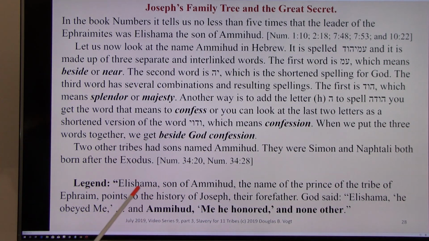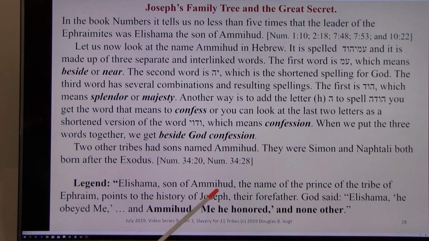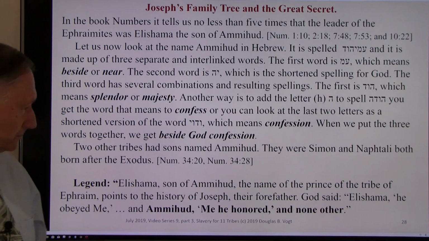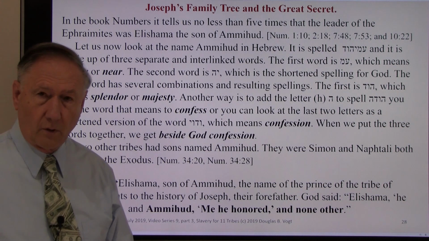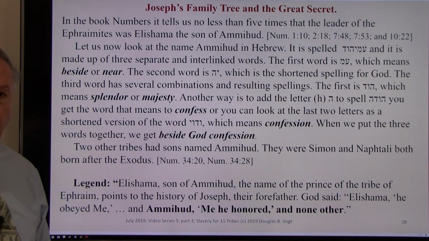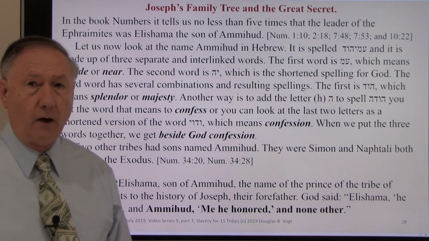This is one of the legends. This is a high priest who knew the truth also. Eliashima, son of Amihud, the name of the prince of the tribe of Ephraim, points to the history of Joseph, their forefathers. God said, Eliashima, he obeyed me, but Amihud, me he honored, and none other. What do you want, a great invitation? Amihud is Moses. You think I'm wrong? A high priest wrote this. He knows more than you or any of the other professors or rabbis or anybody. They knew, and now you know.